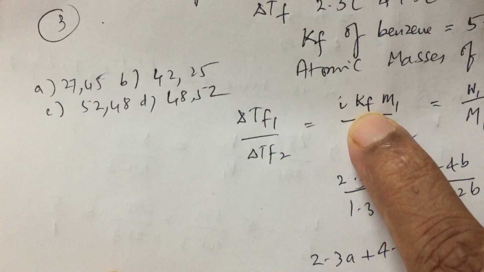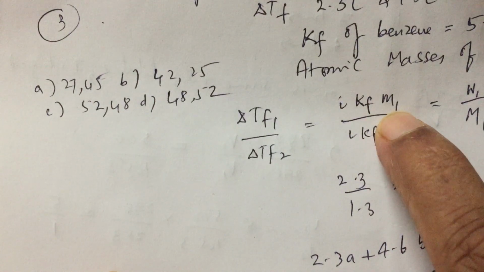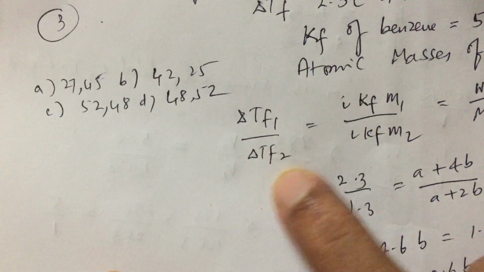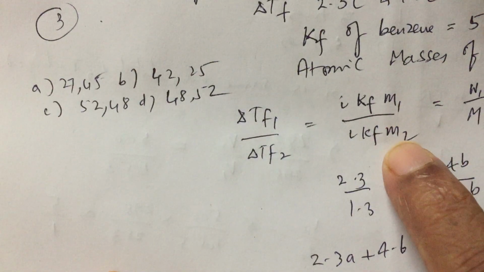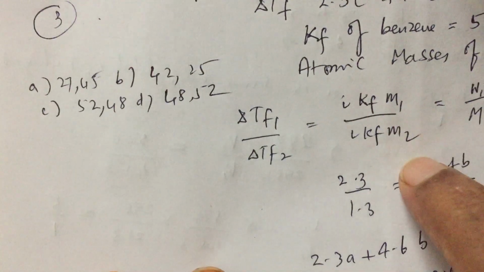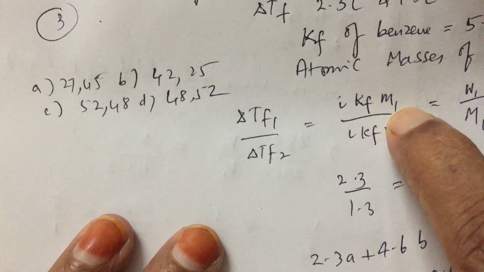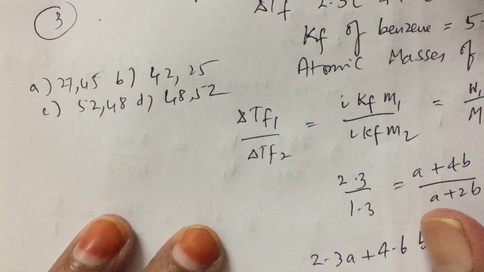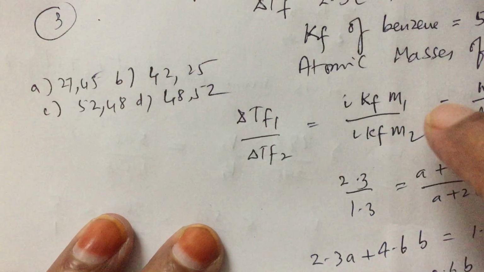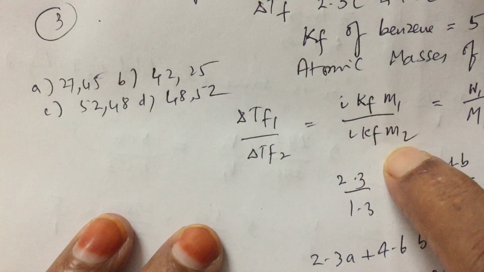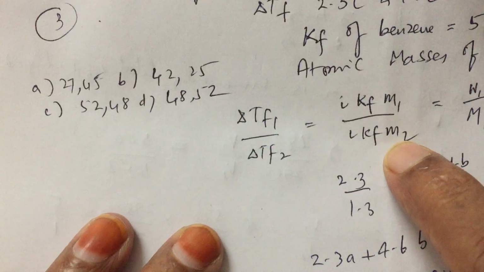Kf is the molal depression constant of the freezing point, and M1 is the molality of the first solution. So, delta Tf1 by delta Tf2 is equal to i Kf M1 by i Kf M2. What are M1 and M2? They are the molalities of the first and second solutions, because the mass of solvent is the same throughout. Simply, I would say M1 by M2 is equal to N1 by N2.